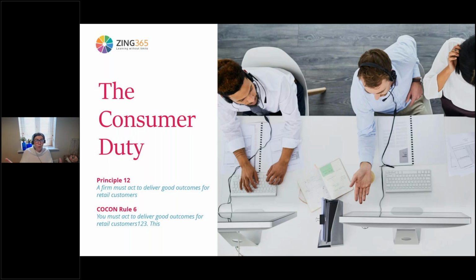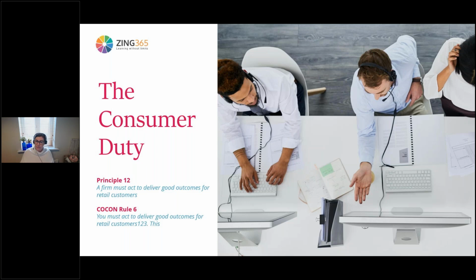So looking at that more, essentially, better protected, more consumer friendly practices. And to reinforce that 12th principle, they also introduced that new code of conduct rule, COCON Rule 6, giving that increased accountability, so reinforcing this principle.